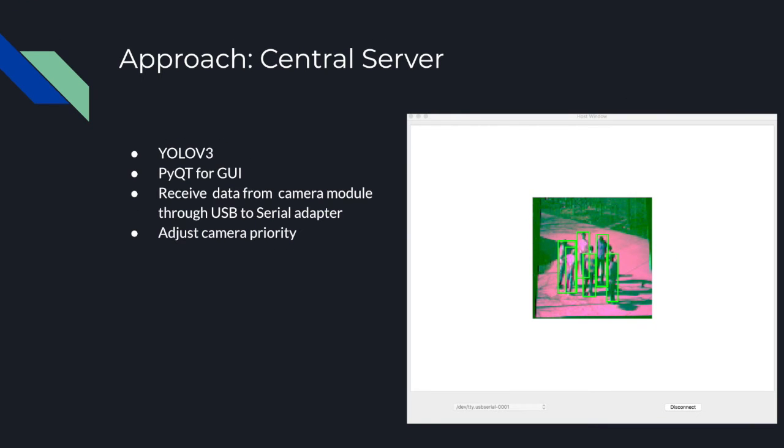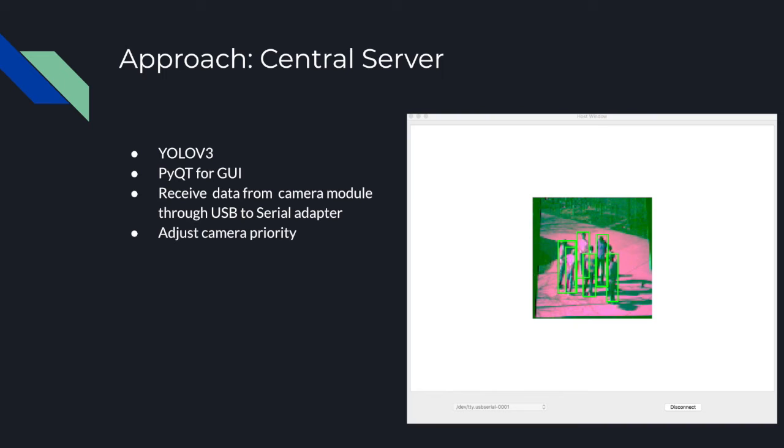Now let's look at the central server. In this project, the camera server's job is to run a more advanced person detection neural network. Here, I'm choosing YOLO version 3. Other tasks of the camera server are to receive data from the camera and adjust the camera's priority accordingly. The detailed implementation will be explained later in the priority system section.